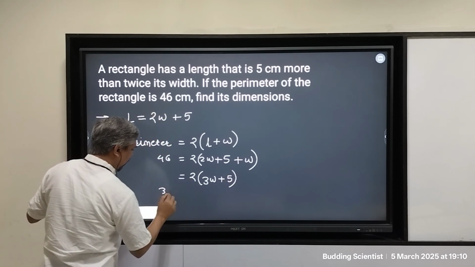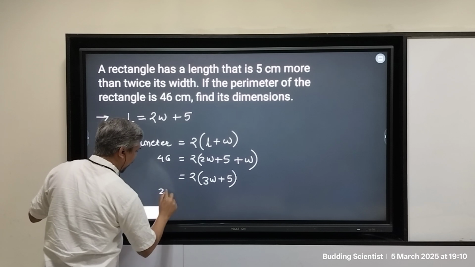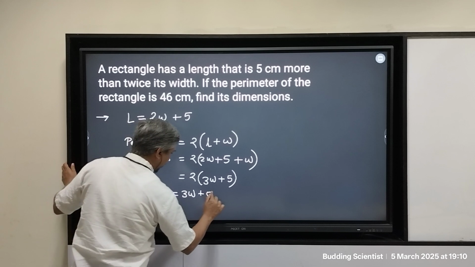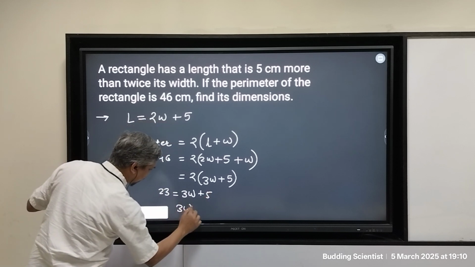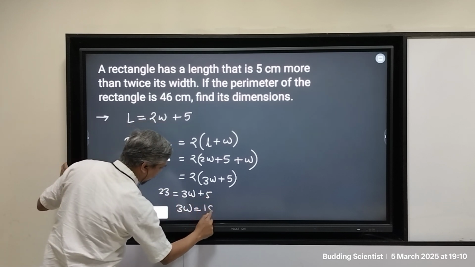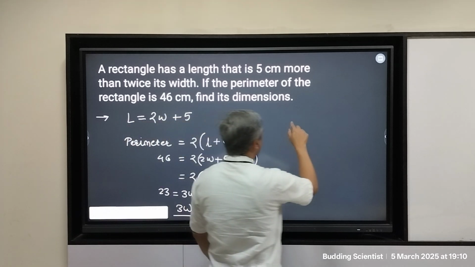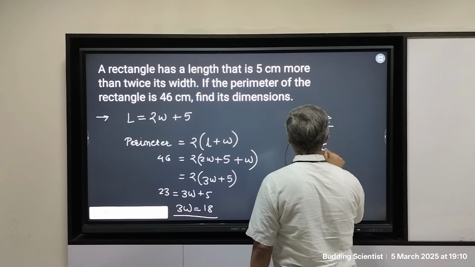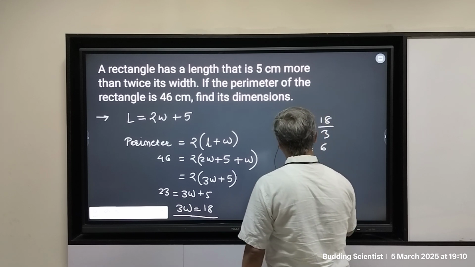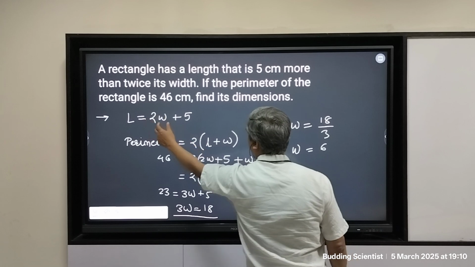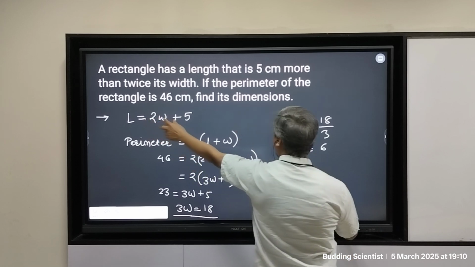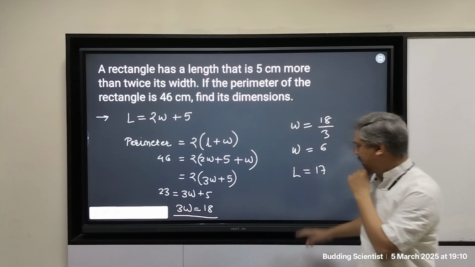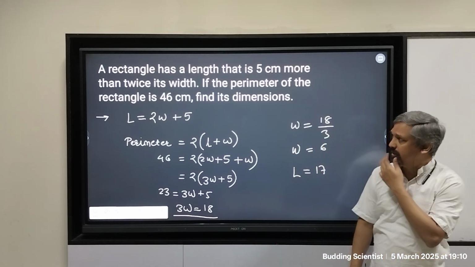That is equal to 2 into bracket 3W plus 5. We have 46 upon 2 will be 23 is equal to 3W plus 5. So 3W is equal to 23 minus 5, which is 18. So W is equal to 18 upon 3, which is equal to 6. And if W is 6, the length is 2 into W, 2 into 6 is 12 plus 5, 17. Length is 17, width is 6.